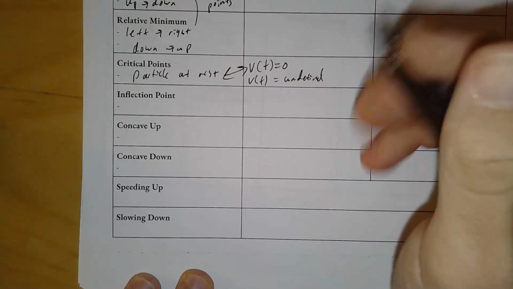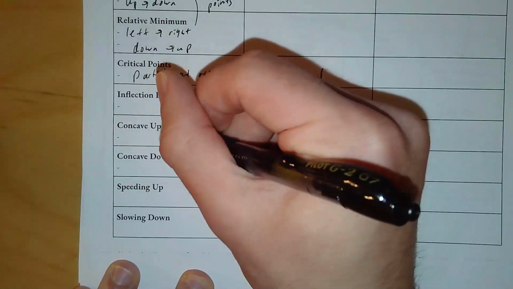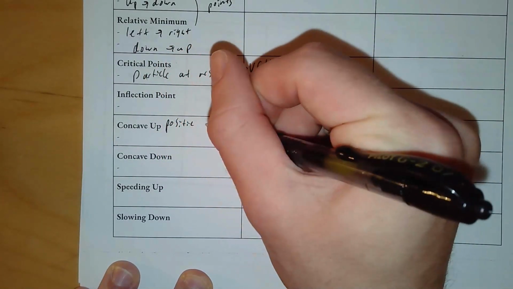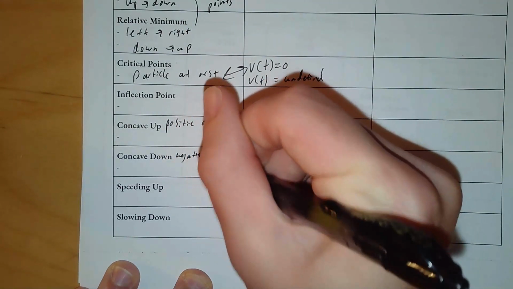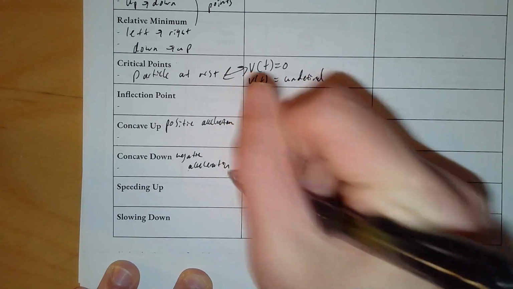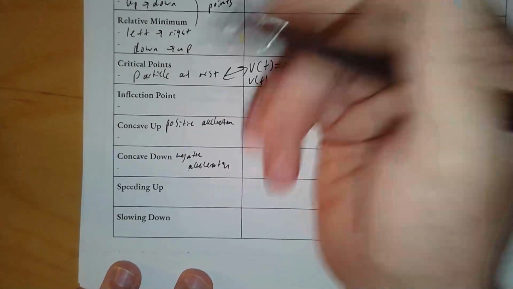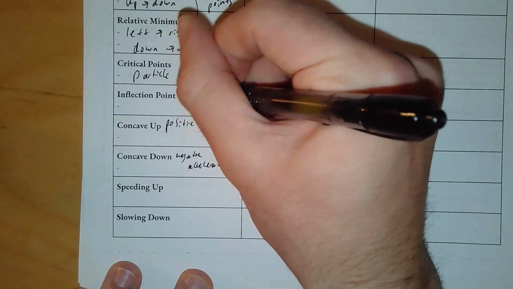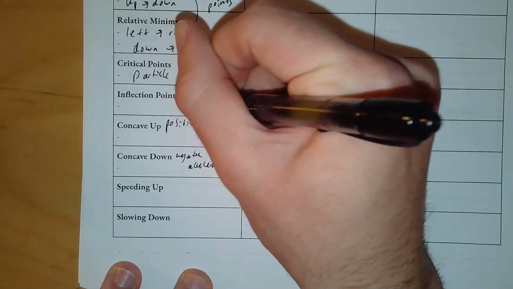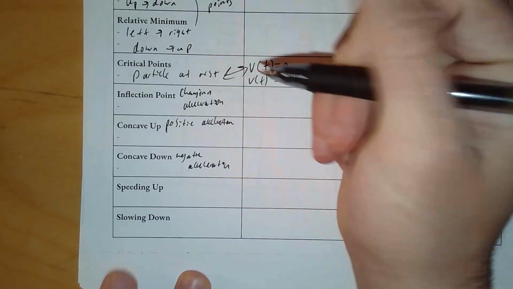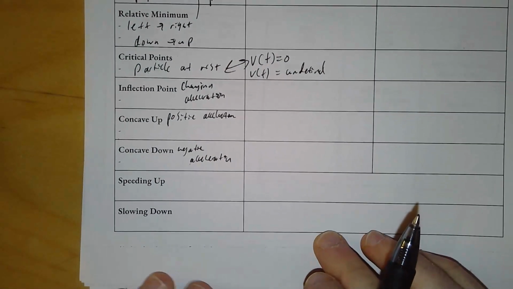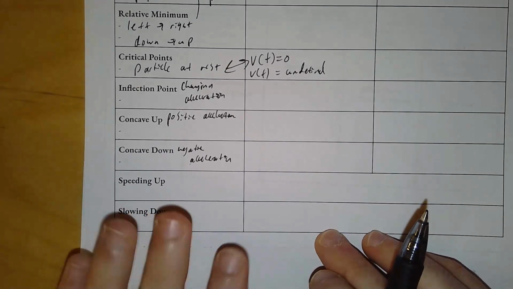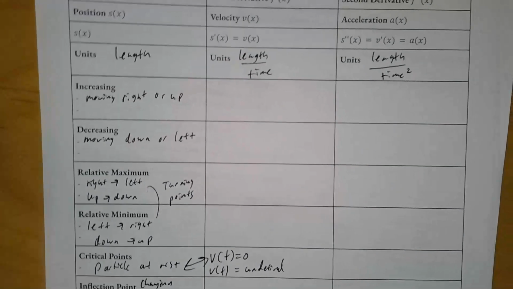Inflection point, concavity, speeding up, slowing down. Concave up means positive acceleration. Concave down means negative acceleration. Speeding up, we'll talk about that in a second. Inflection point would be changing acceleration, going from positive to negative acceleration, or vice versa. Speeding up and slowing down are exactly what they sound like. Now we'll talk about when this happens.